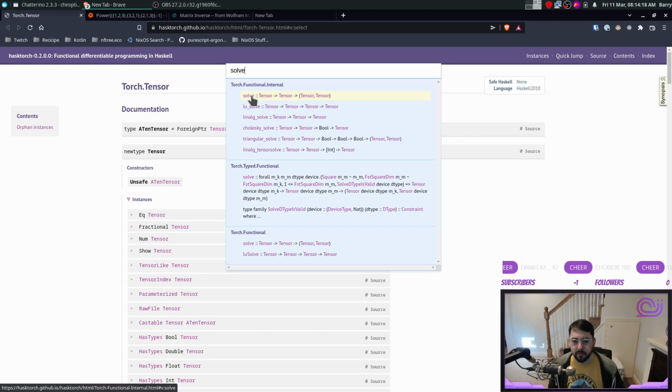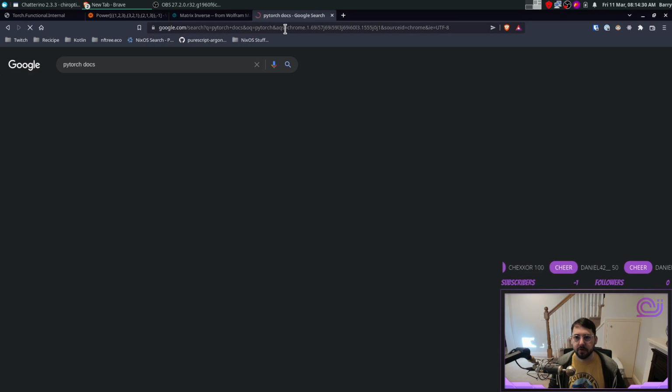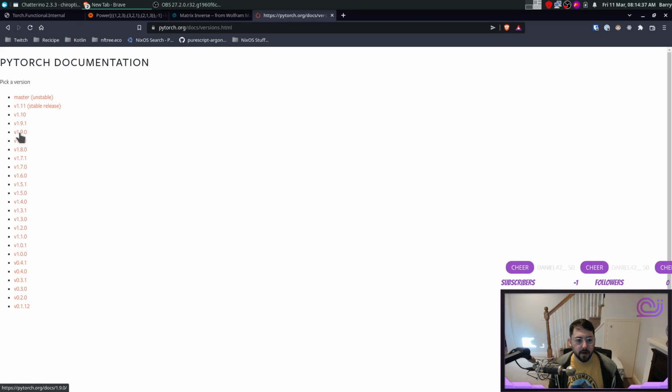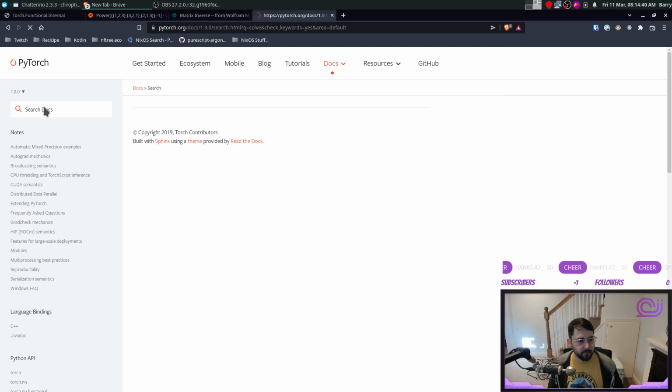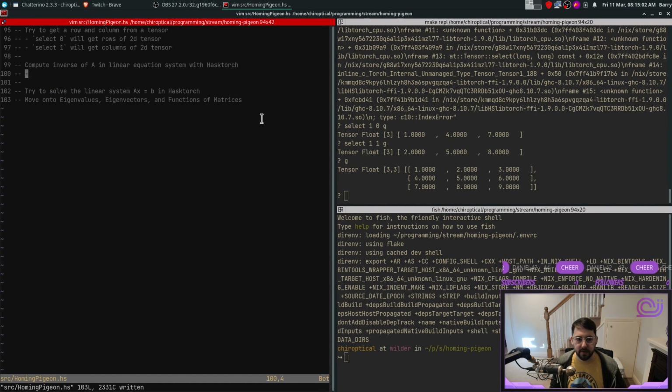Lin alg solve, Cholesky solve. Self, A. Okay, that's not very helpful. So let's look at the PyTorch docs for 1.9 solve. Okay, so we need to give A and B, which is the solution. So the solution is just ones, and the input is A, but we need to solve something that's actually invertible.